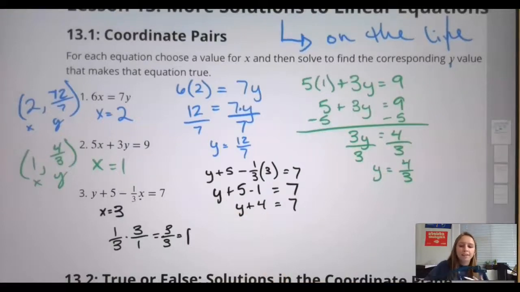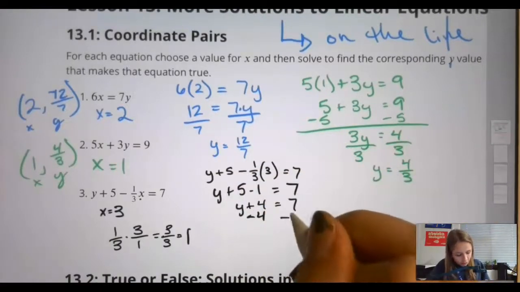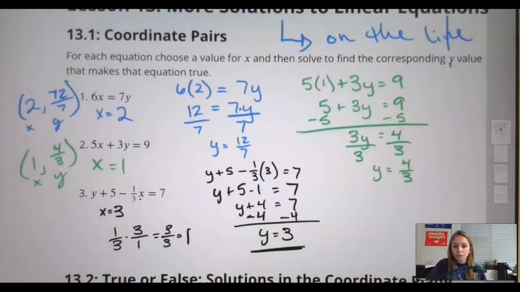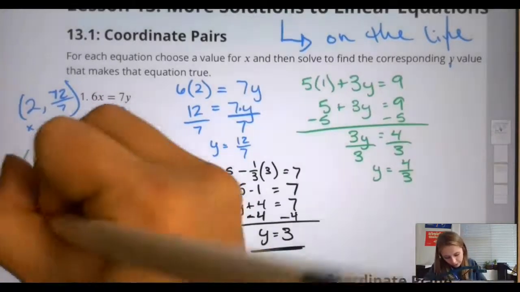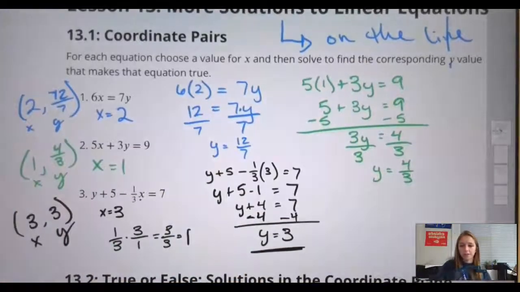Alright, how is y connected to that 4? It's connected through addition, so I need to subtract to get rid of it on that side. So now I have y equals 3. If I were to write this as a coordinate pair, I would have when x is 3, y is 3. And there we go.